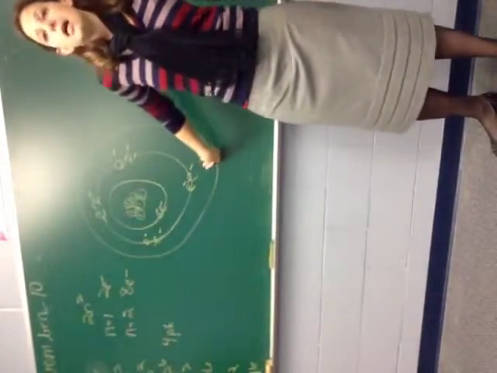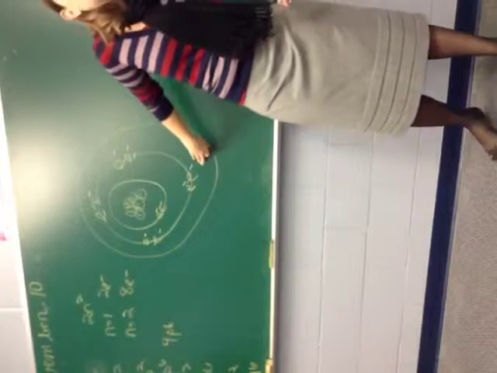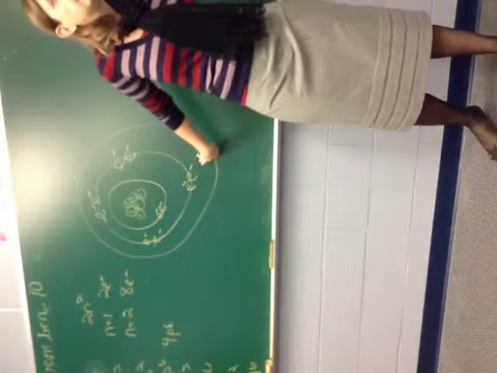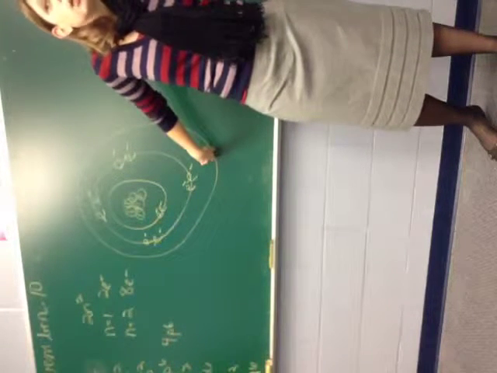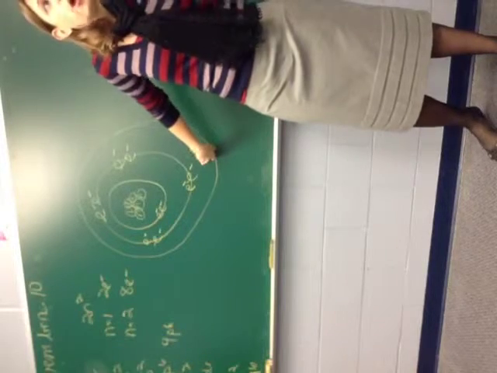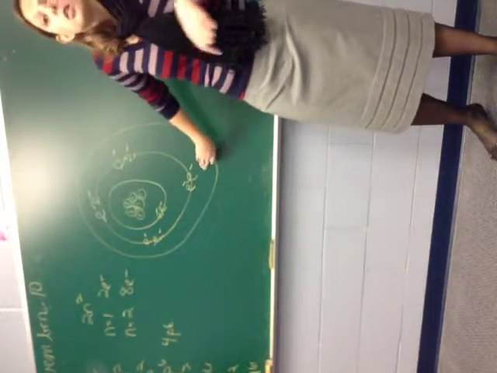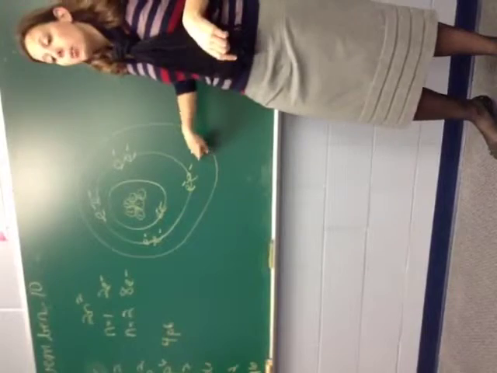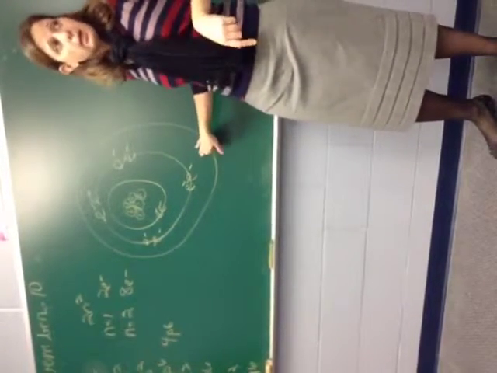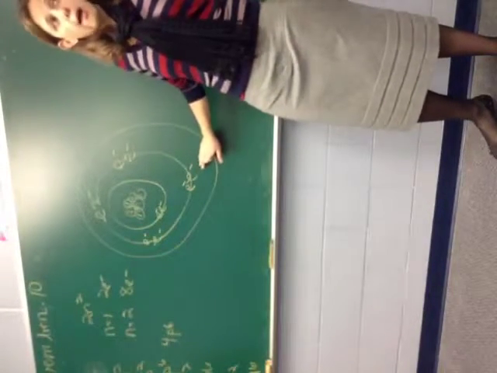So notice, this is neon. Neon is that group 8. So what do we call neon? That group 8. They don't really react. Far right hand. What is it? It's a noble gas. Noble gases do not react because they have this full outer shell.